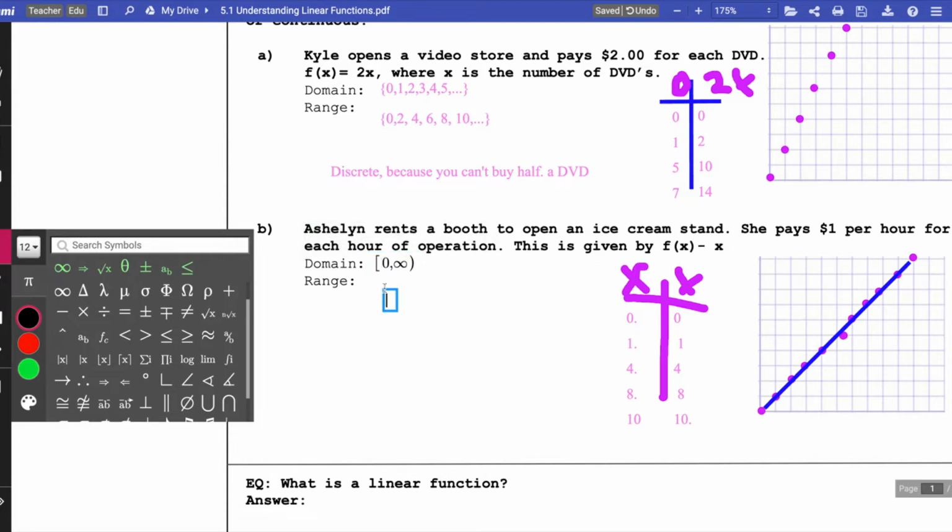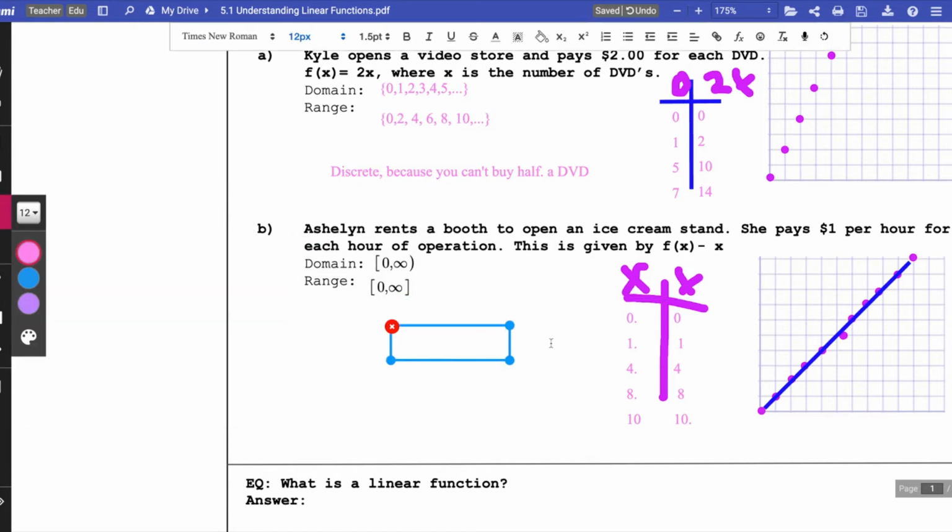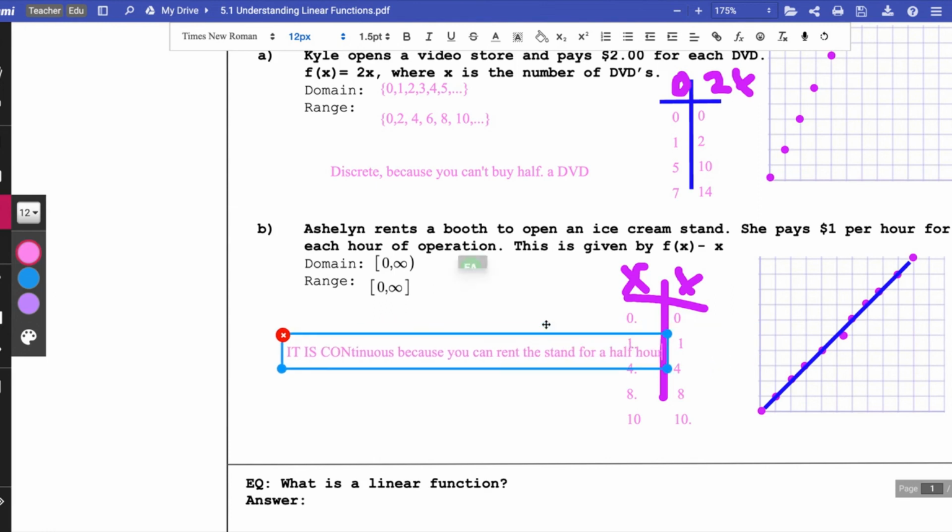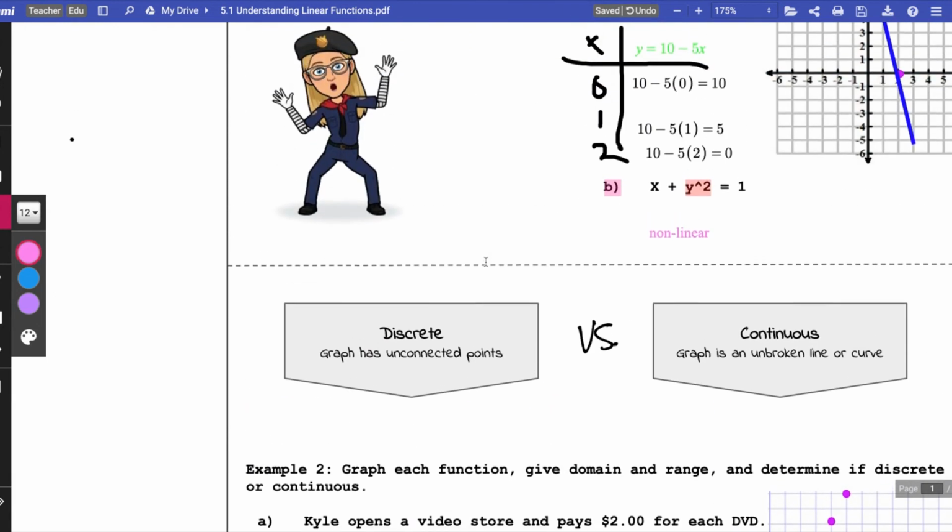The range is going to be written the same way, because remember, the range is identical to the domain. So it's 0, and again to infinity. And then kind of a trick question, but let's remind ourselves again, this graph is going to be continuous because, again, it goes back to the idea that I can connect those dots. And there we go. That's it for notes.